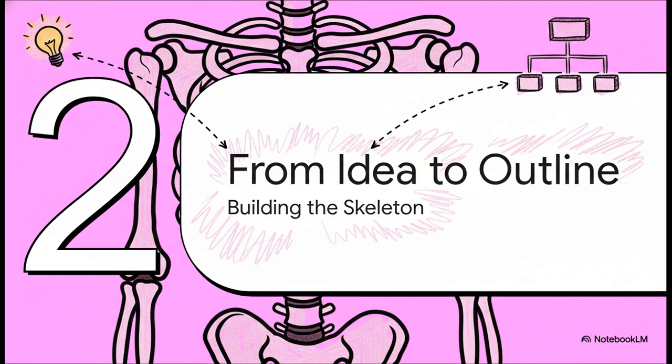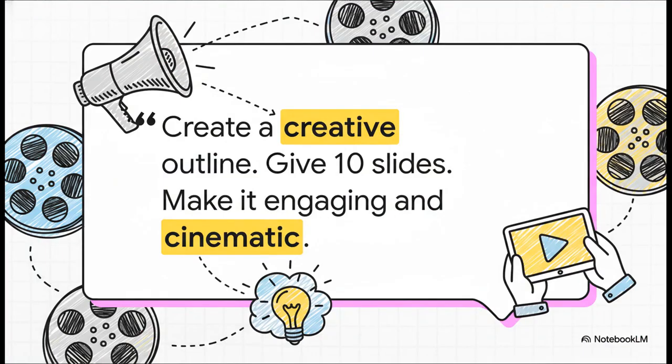Now for the really cool part, turning that raw idea into an actual functional outline. This is where we build the skeleton for our entire presentation. Now check out this prompt. This is what's so powerful. You're not just asking for a basic outline. You're actually directing the AI's style. When you use words like creative, engaging, and even cinematic, you're setting the whole vibe. You get to be the director here.